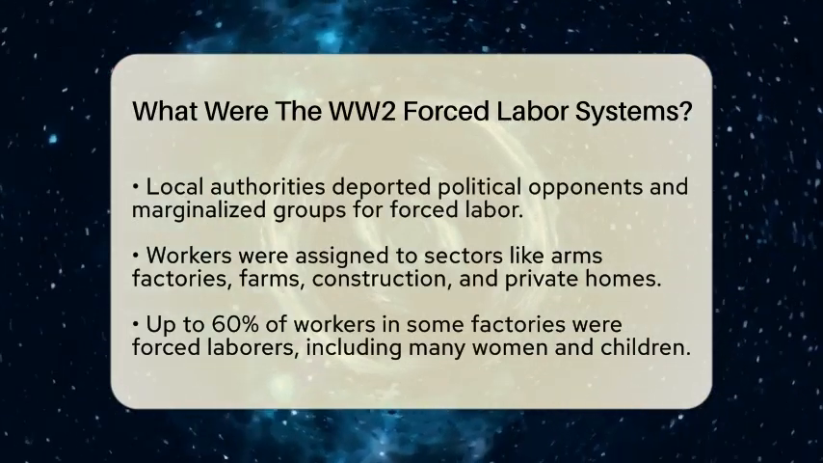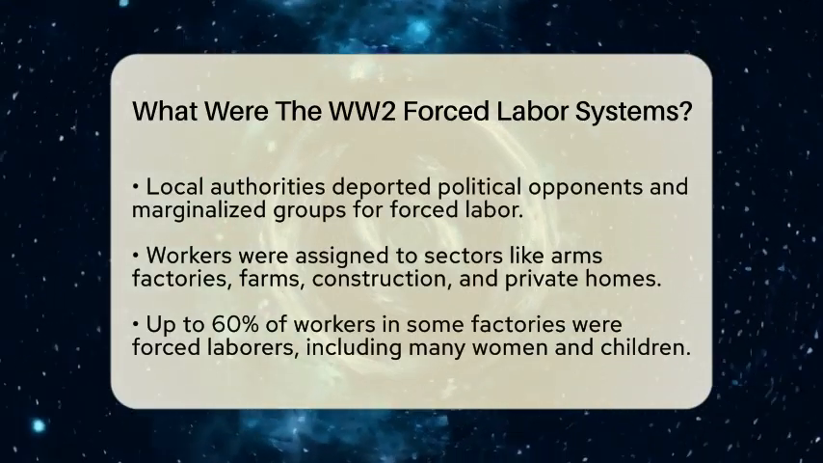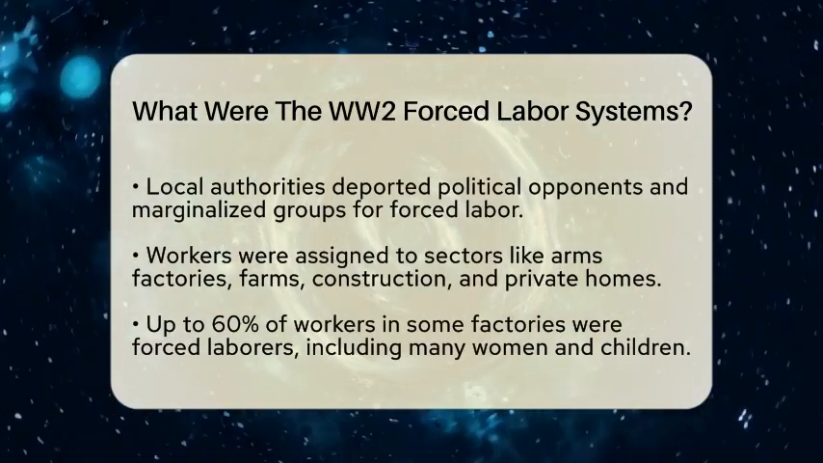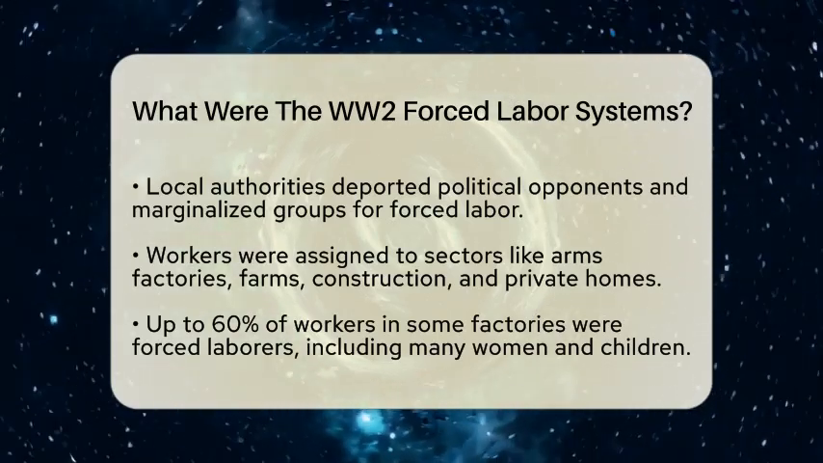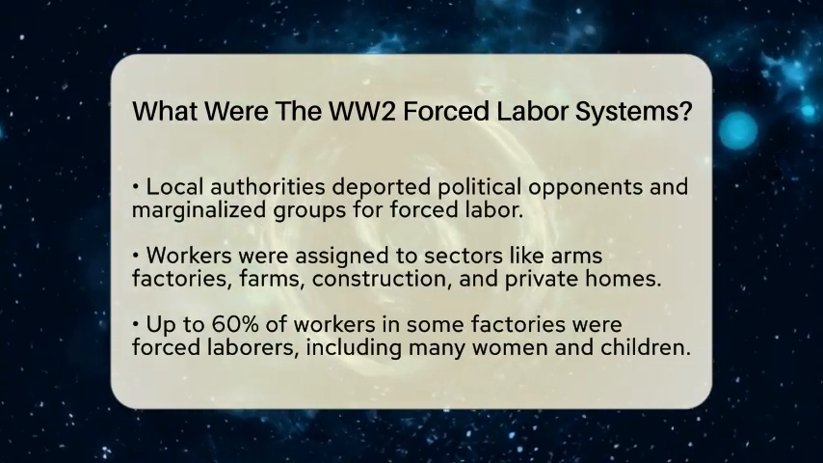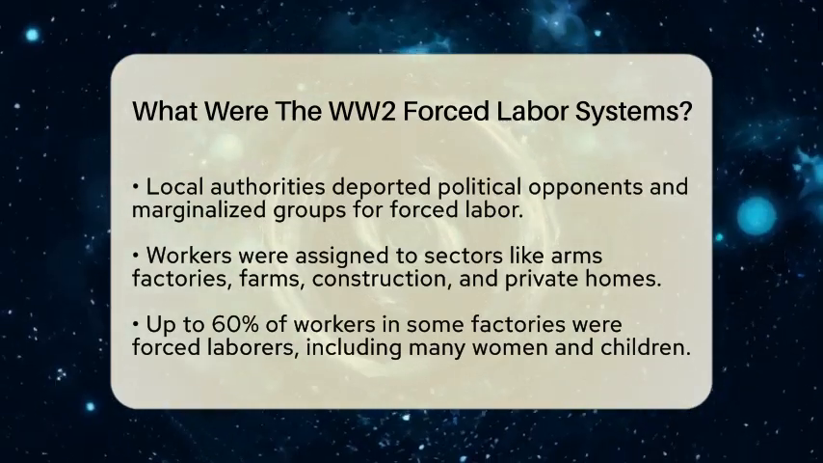Local authorities often picked political opponents or marginalized groups for deportation and forced labor. These workers were sent to many sectors like arms factories, farms, construction sites, and even private homes. Some factories had up to 60% of their workers as forced laborers.